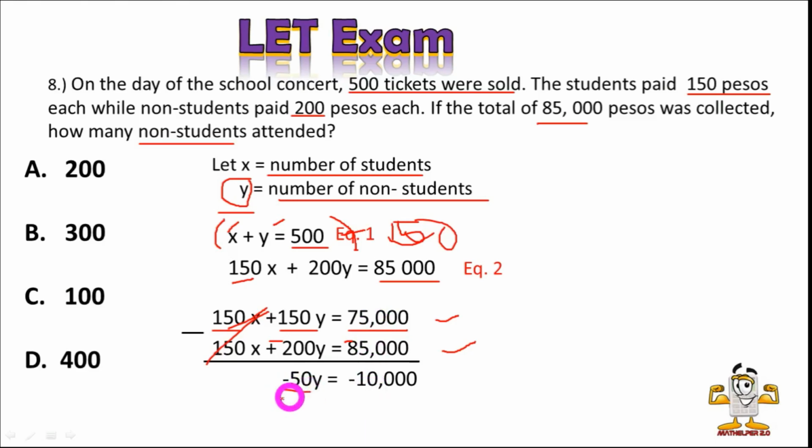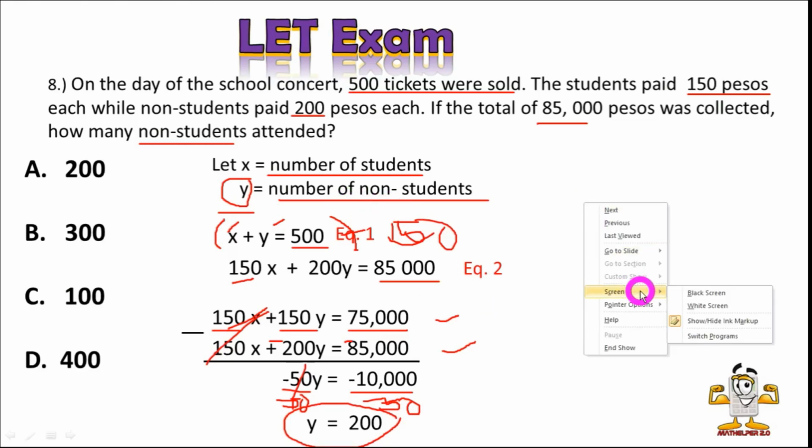So, divide this by negative 50. Yan, negative 50. So, makancel po ito. Negative 10,000 divided by negative 50 is positive 200. So, there are 200 non-students. So, we can also solve this using calculator.